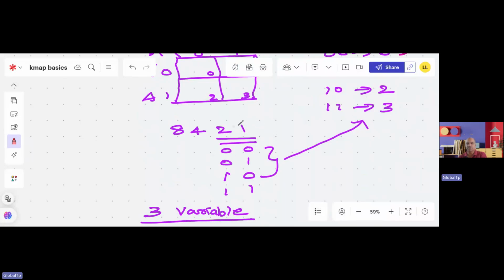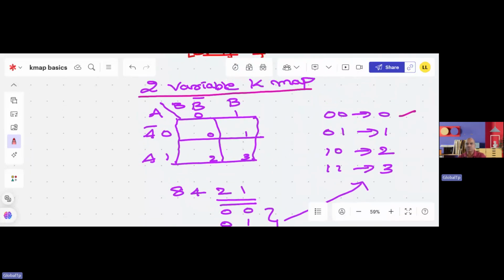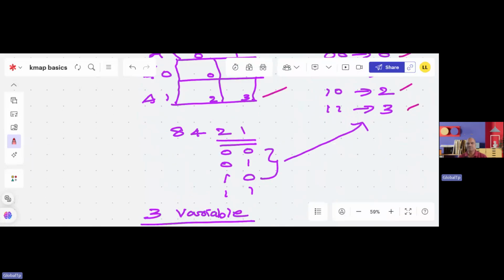0, 0 means no 1 here, so the answer is 0. 0, 1 means 1 is here, so I only take that number 1. 1, 0 means 2 is there. Based on this logic, I have written these numbers. You can see here 0, 0 means 0, 0, 1 means 1, 1, 0 means 2, 1, 1 means 3. Like that this Karnaugh map is arrived at.